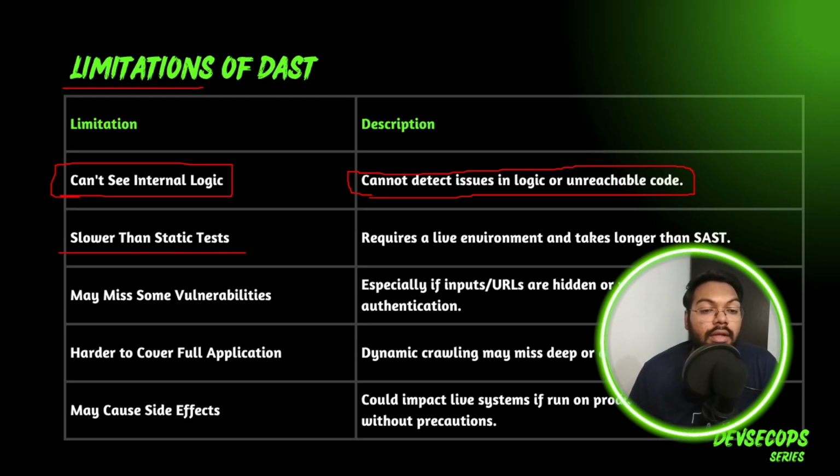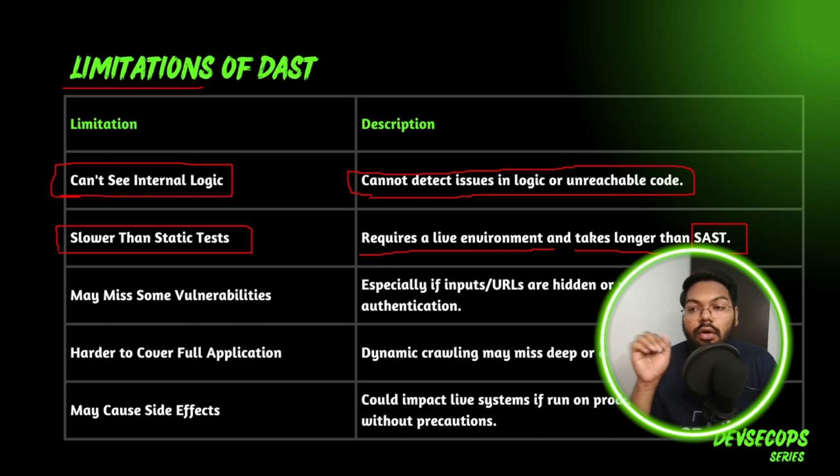Now it is again slower than static code tests. Okay, so it requires a live environment, and it takes longer than SAST. So obviously, if you are looking at the blueprint or the book of the aeroplane, it is easy to check these things, but it is really hard to check the aeroplane when it is flying in the air.